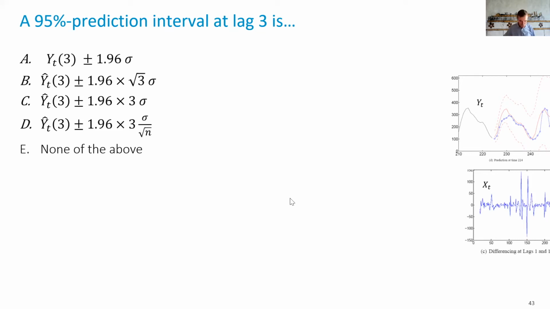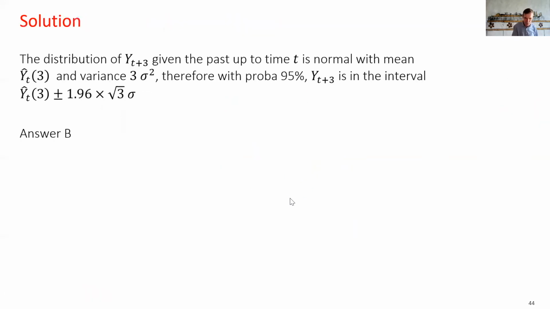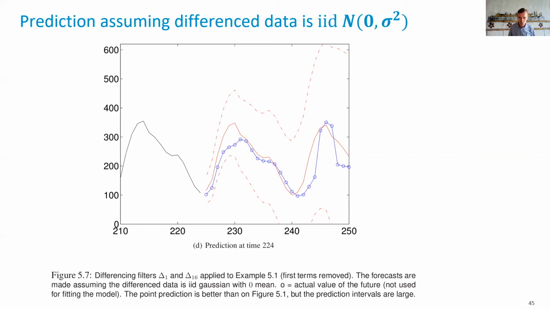Correct answer. Of course, since the distribution is Gaussian with mean this and variance 3 sigma square, with probability 95%, we are between plus and minus 1.96 times the square root of the variance, which is square root 3 sigma. So with this formula, we see how to obtain the prediction interval, which is what I did on this example here, and I obtained the dotted lines that are presented here. That gives me the prediction intervals using this method.